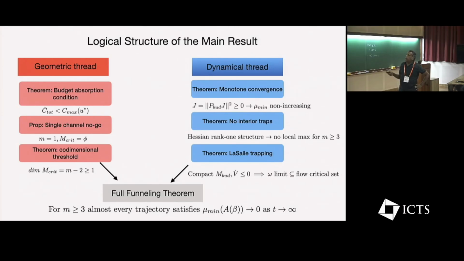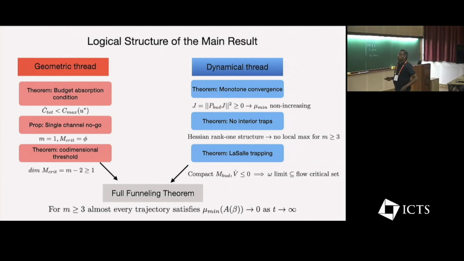And there is also a parallel, a dynamical thread, wherein I will invoke some sort of a proxy function J, which is always non-increasing. I'll be proving that. And then I'll show the rank of the Hessian of this particular proxy function has a rank-one structure. So for channels more than 3, you have no trapping points in this particular landscape.